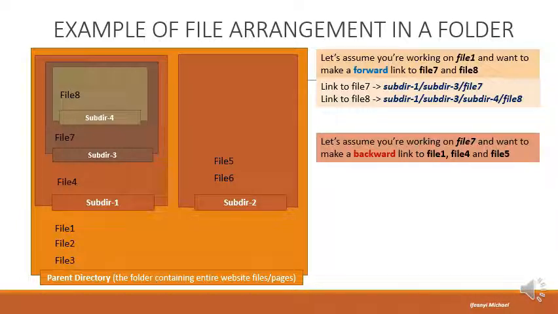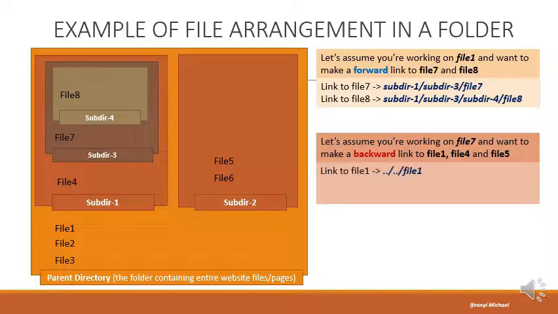Now let us see how we can link back to file 1. Remember, we are working on file 7 this time around, and file 7 is residing in subdirectory 3. For you to link back to file 1, you must step out of the subdirectories, come outside subdirectory 3, and then come outside subdirectory 1, and then you get to the root directory where you can see file 1. So all we need to do here is take double dot forward slash, double dot forward slash, file 1.